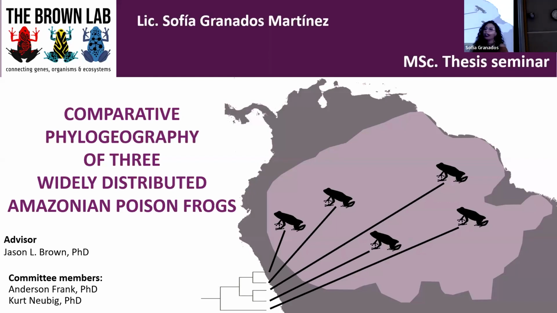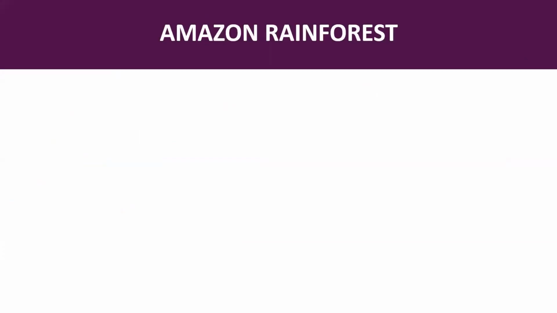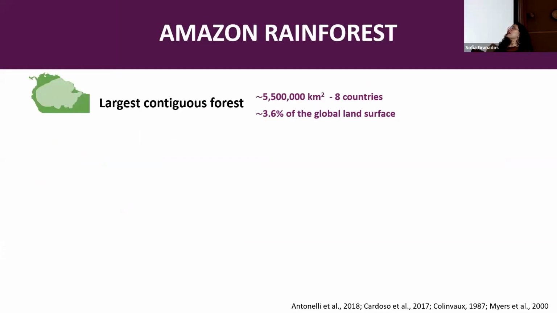Well, as Jason said, this is the title of my talk, Comparative Phylogeography of 3 Widely Distributed Amazonian Poison Frogs. So, first of all, if we're going to talk about Amazonian poison frogs, we need to talk about the Amazon rainforest. I'm pretty sure you've heard a lot about it, and I'm just going to give you a few facts. So this forest is the largest continuous forest in the world.